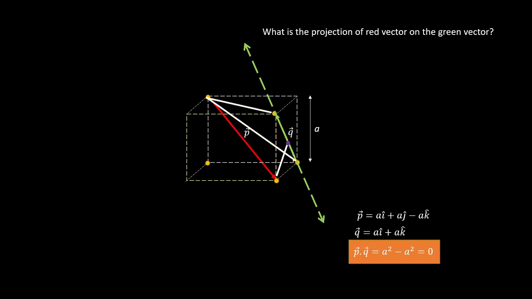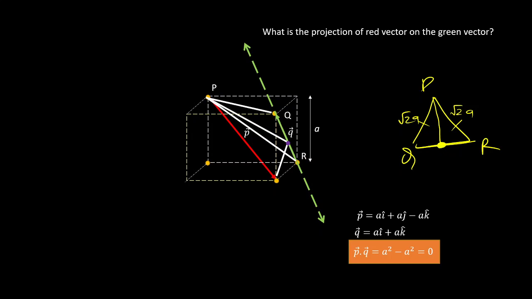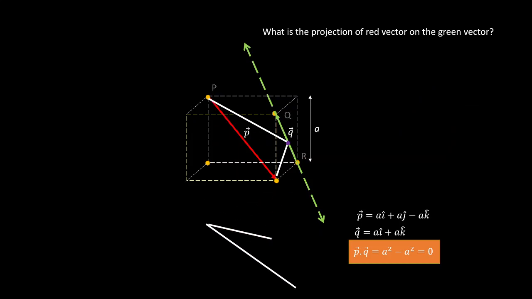And we have a similar kind of situation here. You see in the triangle PQR, PQ is root 2a, and also PR is root 2a. So these two lengths are same. Then the foot of perpendicular will be the midpoint of QR, which is again the same point. So now when you draw these pseudo-perpendiculars, you can see very easily that the projection of the red vector on the green one is 0, right?